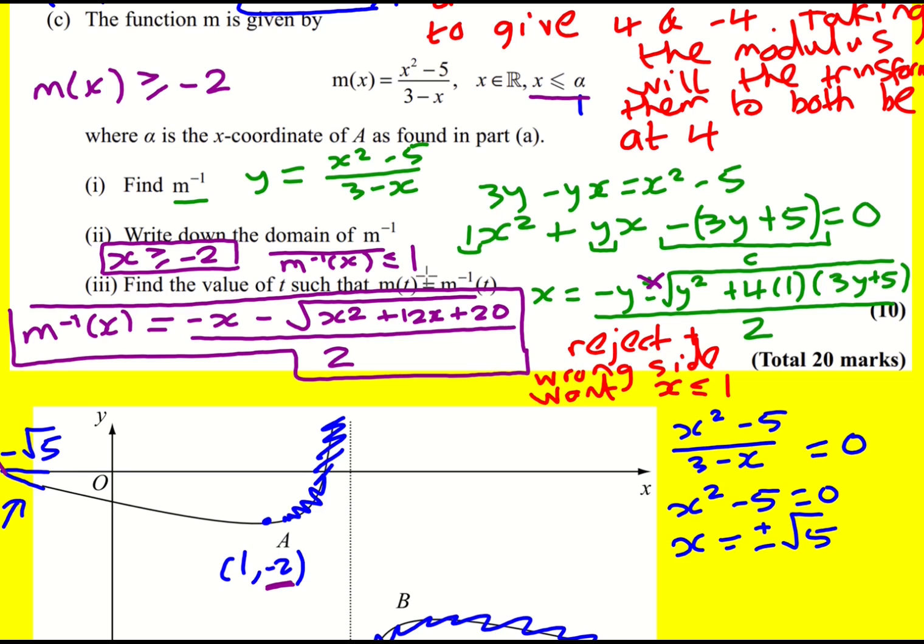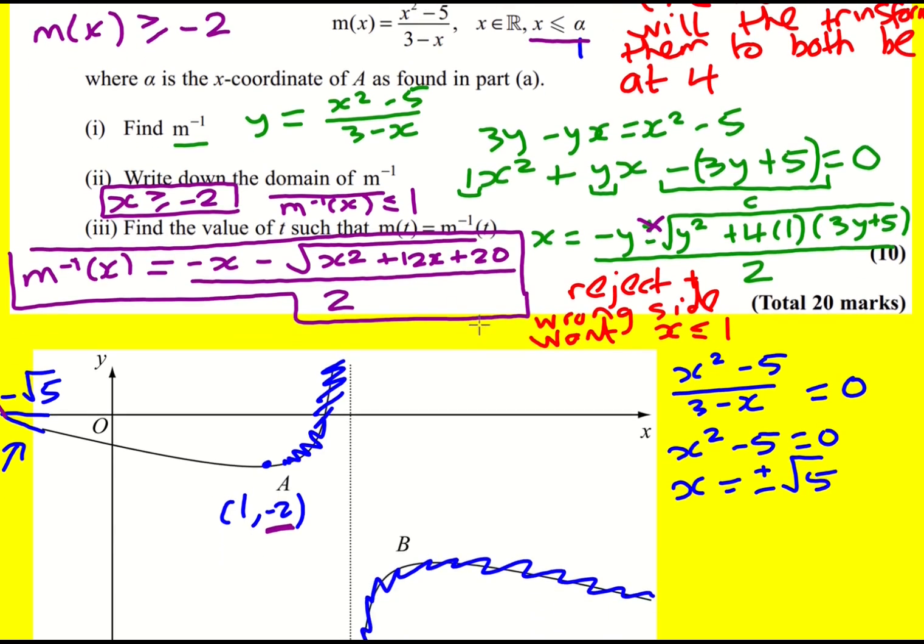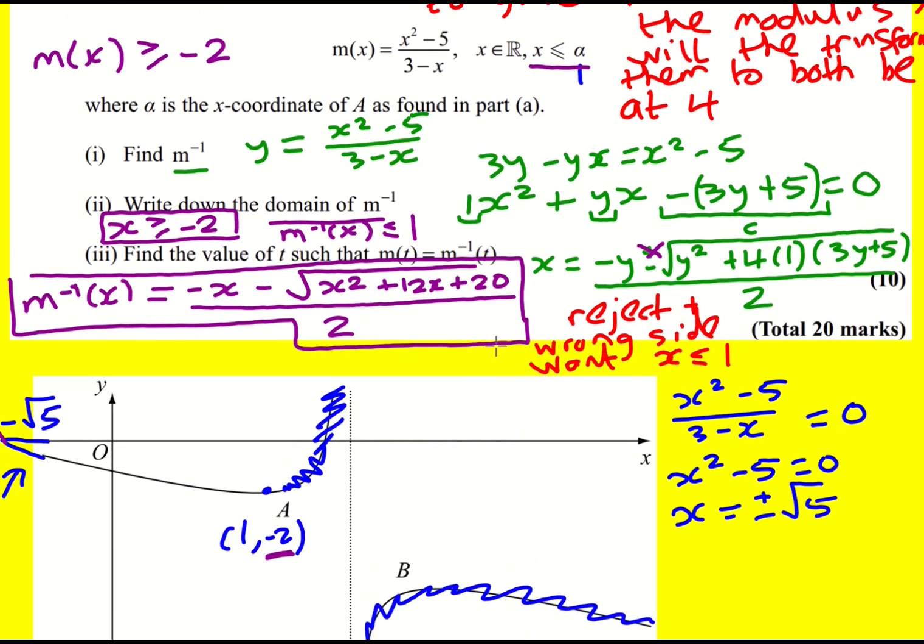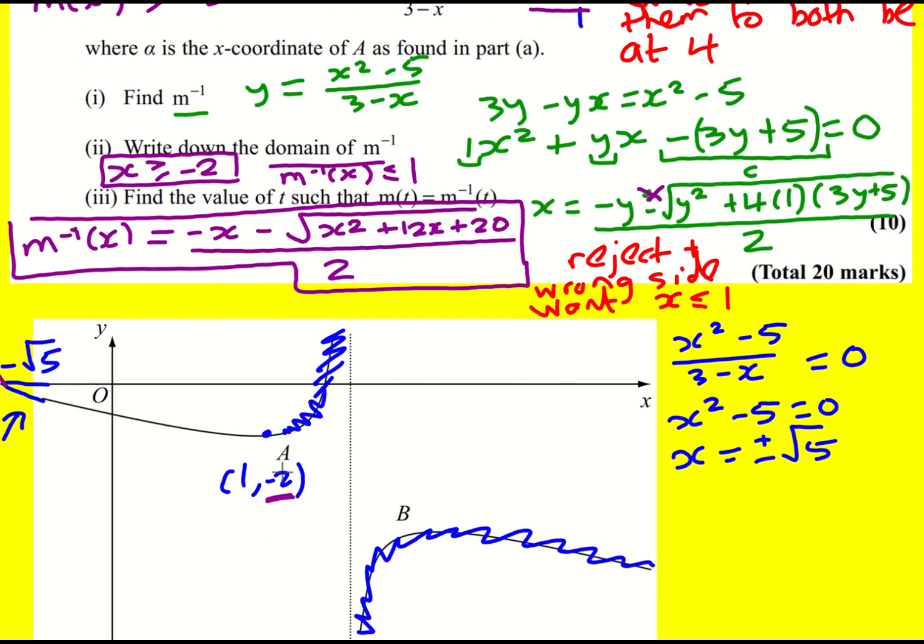And finally, we're asked to find the value of t such that the function and its inverse are equal to one another. So I might try and do a very quick sketch of the inverse. It shouldn't be too bad, because the mapping just swaps around. If 1 maps to -2, then -2 would map to 1, and it would end up here. Minus root 5 mapped to 0, so 0 is now going to map to minus root 5. So I think it's going to end up looking like that.